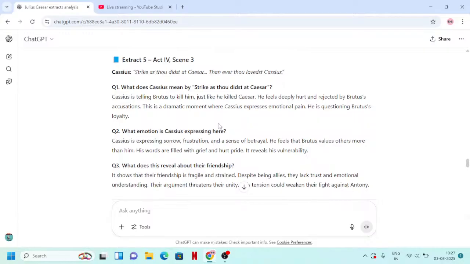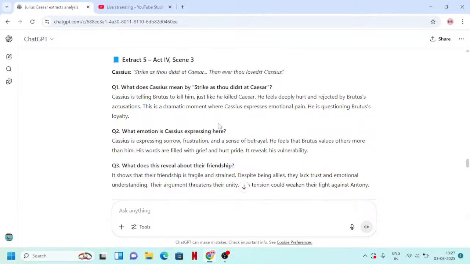He feels deeply hurt and rejected by Brutus's accusations. This is a dramatic moment where Cassius expresses emotional pain. He is emotionally hurt and he is questioning Brutus's loyalty. Either he is loyal or not.